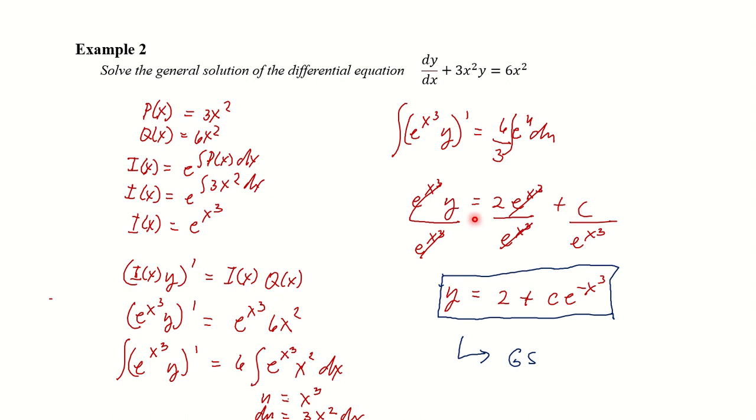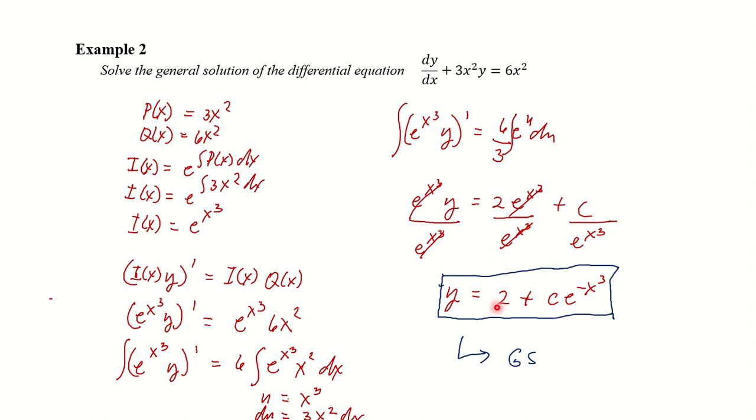Then we need to express explicitly our answer in terms of y. So we need to divide both sides of the equation by e raised to x raised to the third power. So we have e raised to x cube y divided by e raised to x cube will give you y. And then again, on the right side of the equation, you have 2 e raised to x cube all over e raised to x cube. You will cancel out e raised to x cube in the numerator as well as in the denominator.